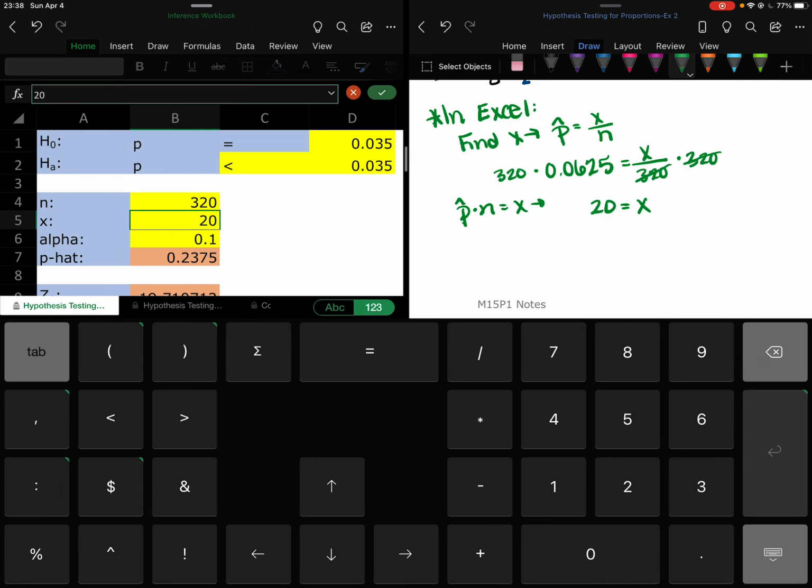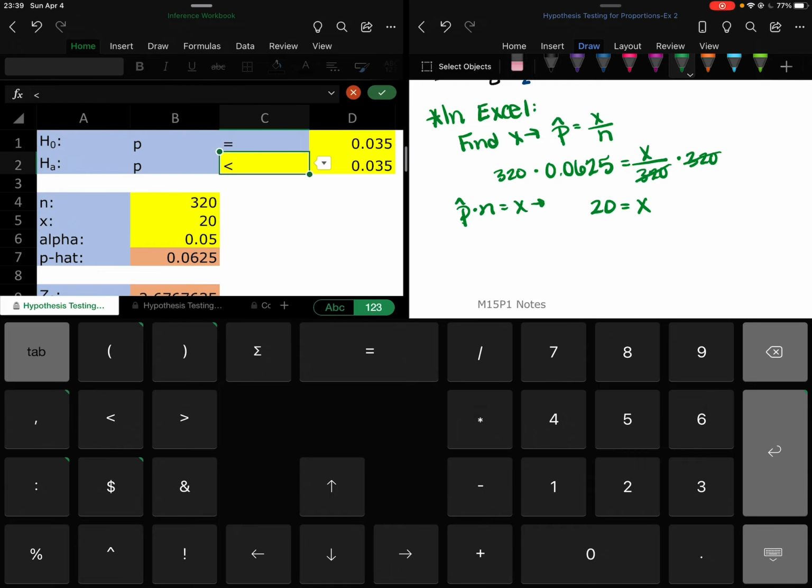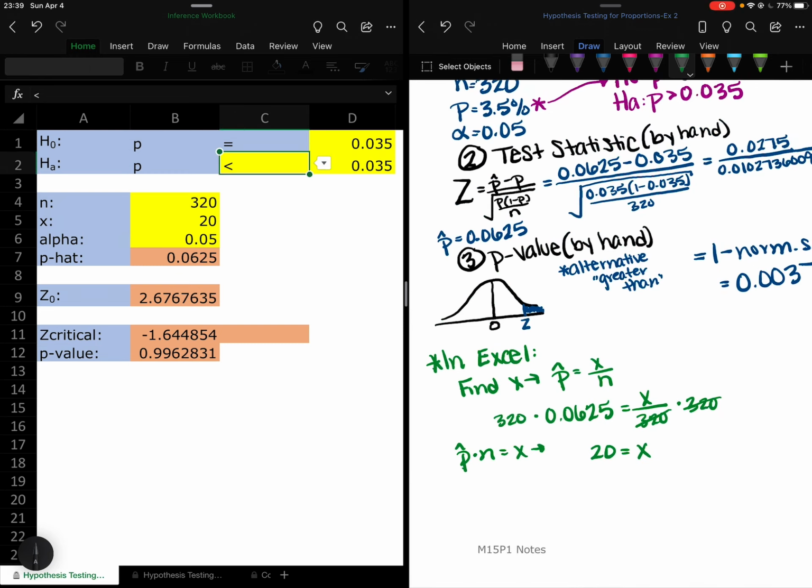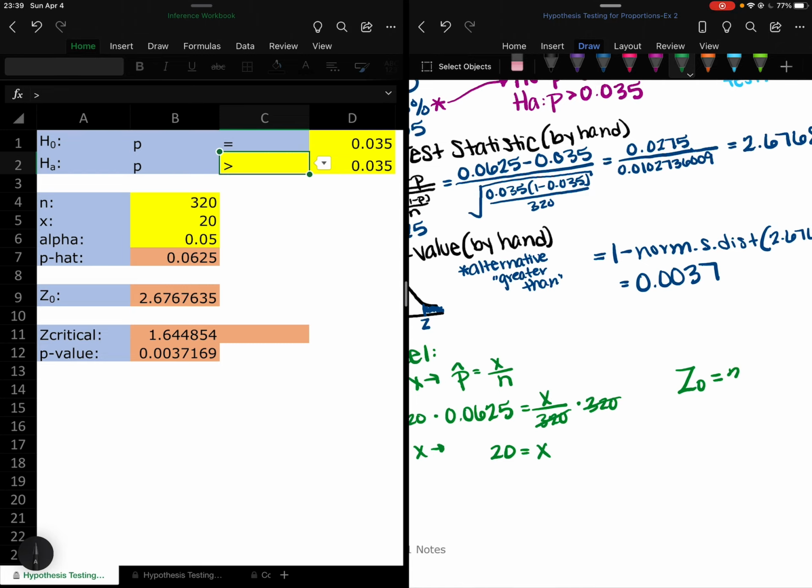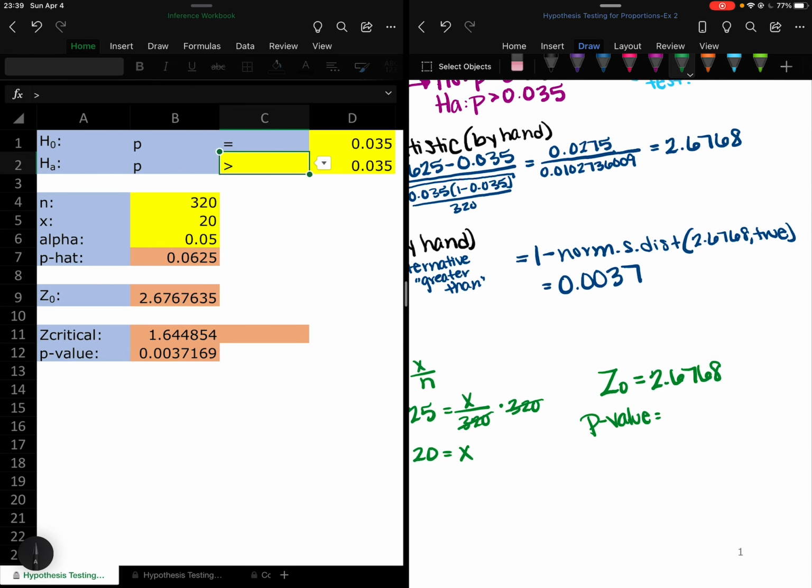Scroll this down. There we go. And our alpha, again, we don't really need it in here. That was more for some of the other classes. Oh, and then we do want to make sure that we change this to be the correct symbol. So right now this is doing a left-tailed test. We don't want that. We want a right-tailed test. So I get Z of 2.6768 and a p-value of 0.0037.